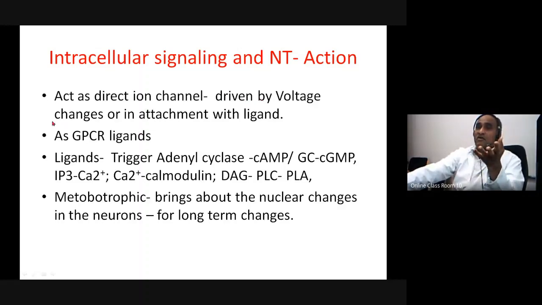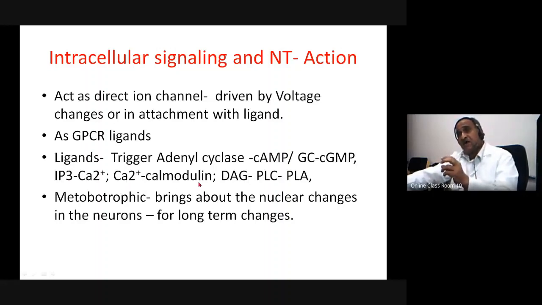Whereas there would be ligand-gated ion channels. These ligand-gated ion channels sit on the receptor. They are a particular identifiable spot, and they trigger the adenyl cyclase cyclic AMP mechanism, or guanylyl cyclase cyclic GMP mechanism, or the inositol triphosphate and calcium dependent mechanism, or inositol triphosphate calcium calmodulin mechanism, or diacylglycerol.